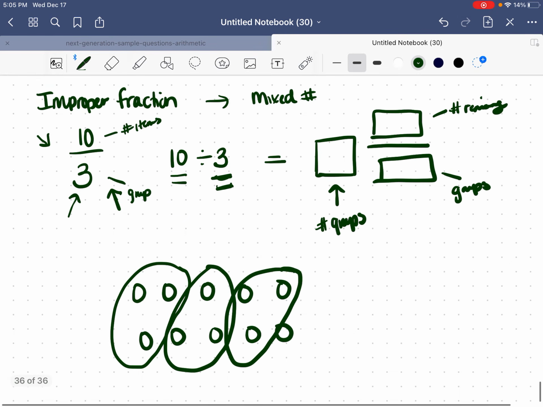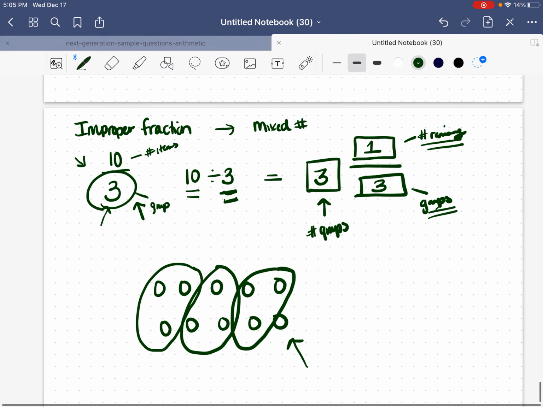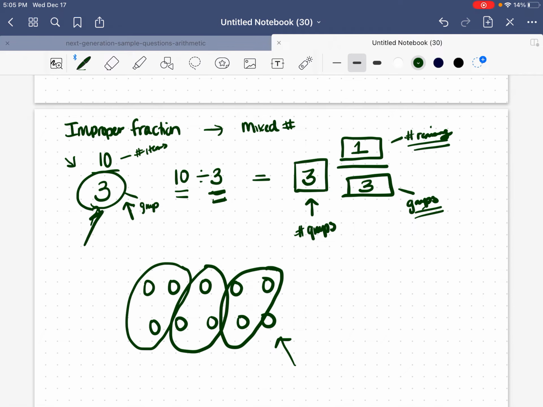So how many total groups of 3 can we make out of 10? We can make 3 groups. So 3 is going to be the whole number. Okay, but do you remember this top number is the number of pieces remaining? So there's 1 piece still remaining, so we're going to put 1 on the top. And the bottom is what we're making groups of. So remember, we were making groups of 3, so this bottom number is going to stay the same, 3. Something that you should always remember too is that the denominator always stays the same. If in the improper fraction it's 3, the denominator in the fraction is also 3. So did that picture help you?